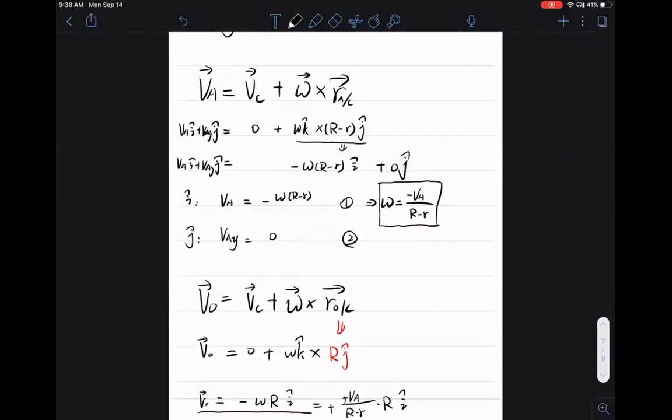All right, now let's watch a video. I know the no slip condition is kind of hard to visualize. Let's watch a video to visualize this no slip condition.